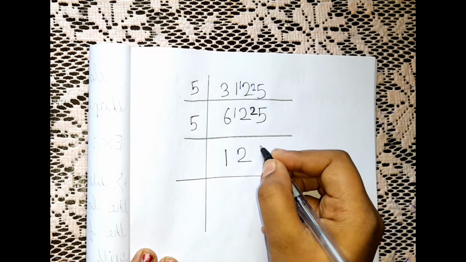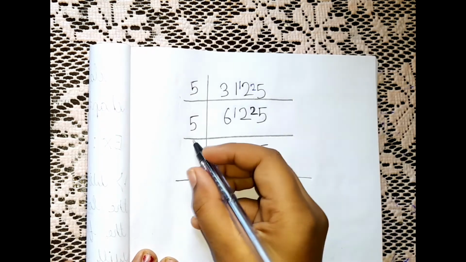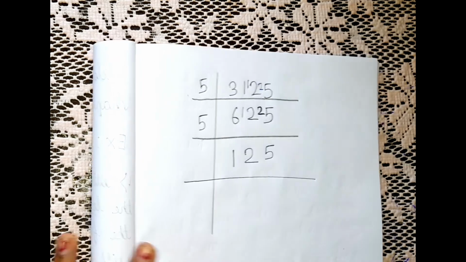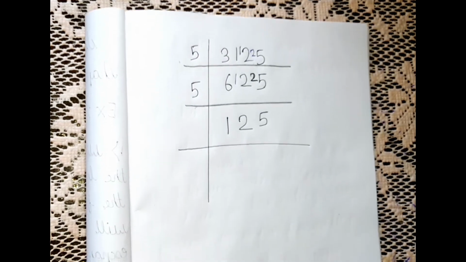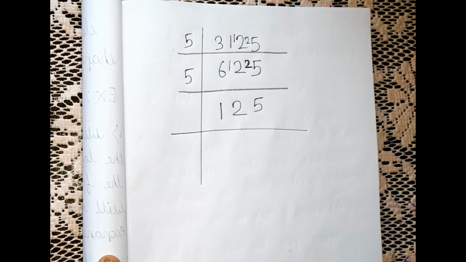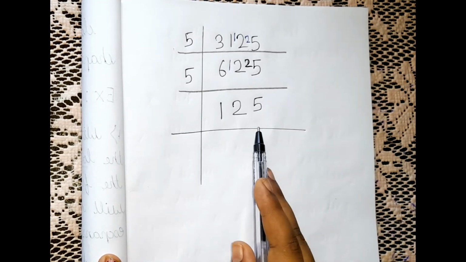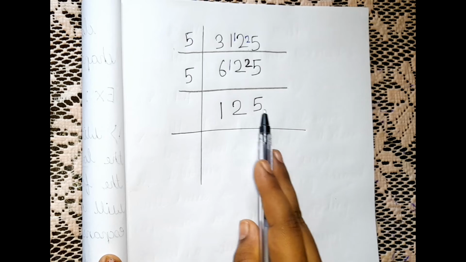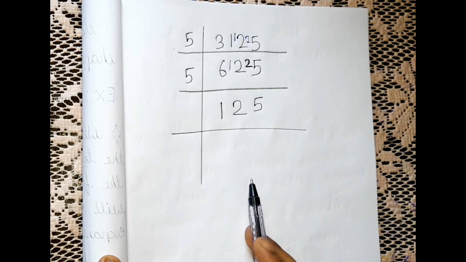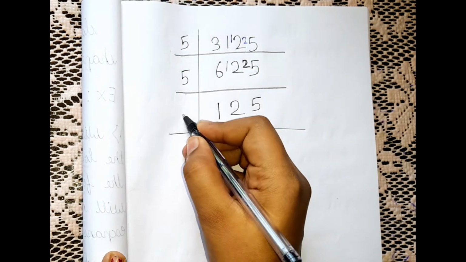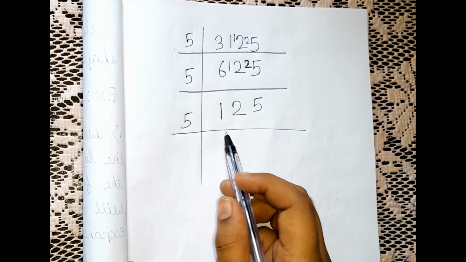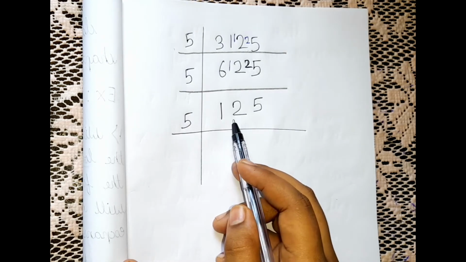So we shall write 5, because 5 5s are 25. So now we got the number 125. Here the last digit is 5. As you guys know, if the last digit is 5, then we are supposed to use the fifth table. So we shall use the fifth table, and first we have 12.